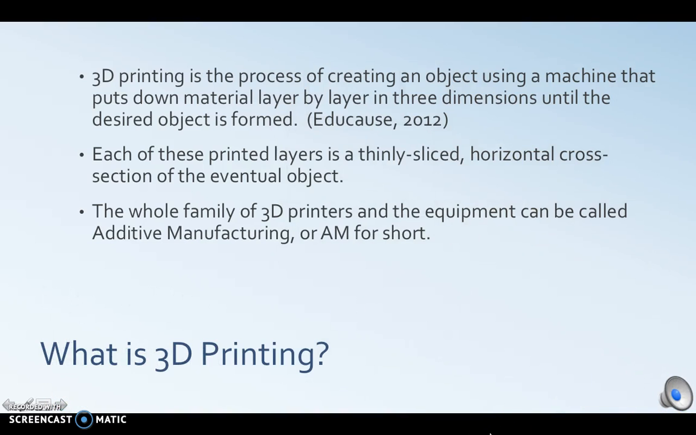3D printing is the process of creating an object using a machine that puts down material layer by layer in 3 dimensions until the desired object is formed. Each of these printed layers is a thinly sliced, horizontal cross-section of the eventual object. The whole family of 3D printers and the equipment can be called additive manufacturing, or AM for short.